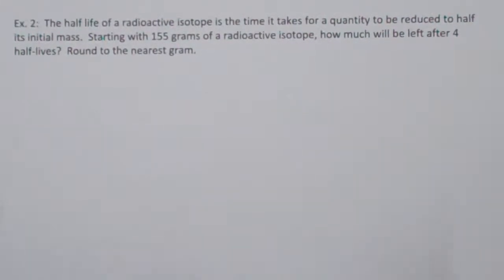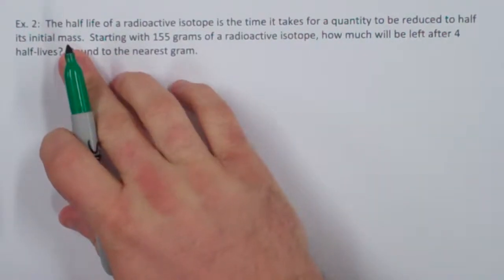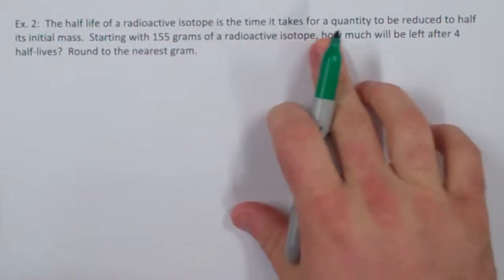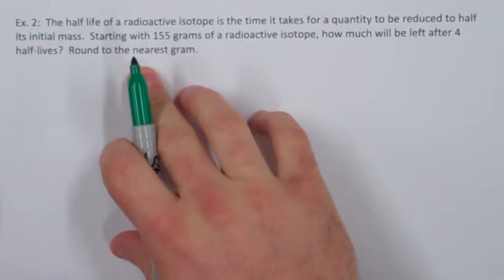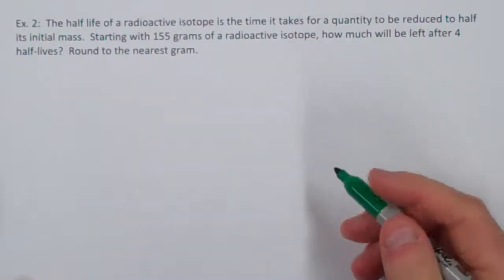In example 2, the half-life of a radioactive isotope is the time it takes for the quantity to be reduced to half its initial mass. Starting with 155 grams of a radioactive isotope, how much will be left after 4 half-lives? Round to the nearest gram. Alright, we need to figure out a few things here.